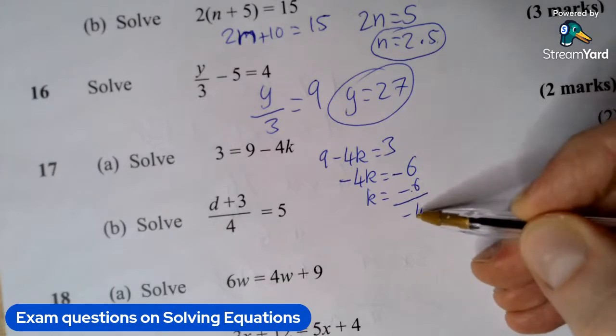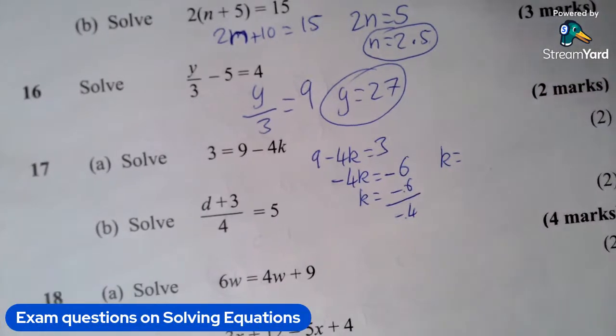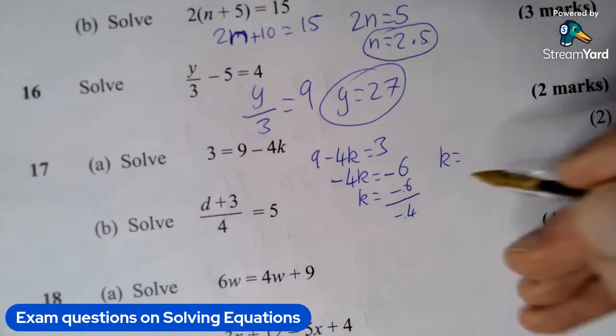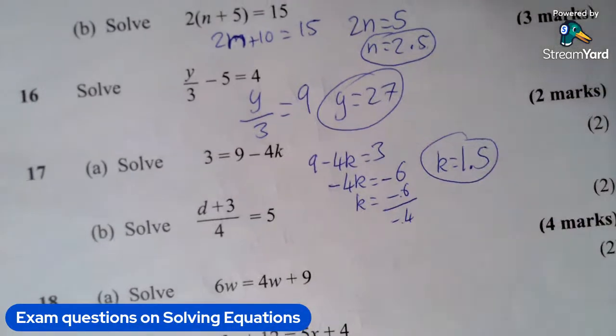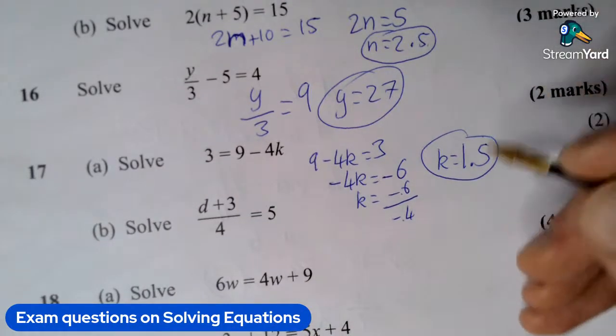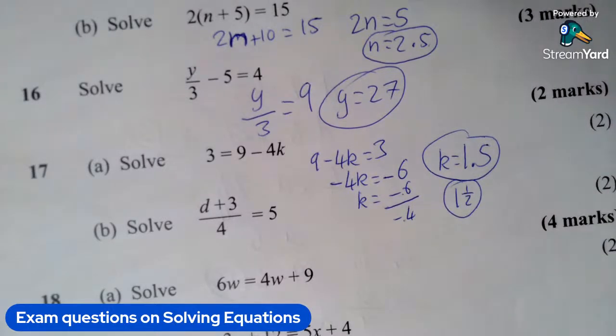Remember, a minus divided by another minus. So that'll be k equals 6 divided by 4. That is 1.5. Positive 1.5. Yeah, when you divide two negative numbers. Or you could have it as 1 and 1/2. That's also fine as an answer.